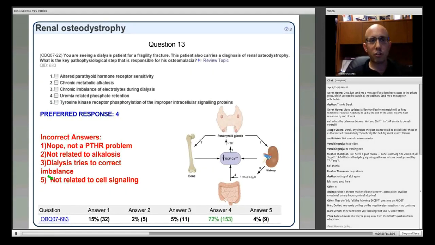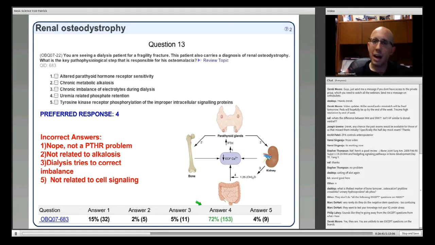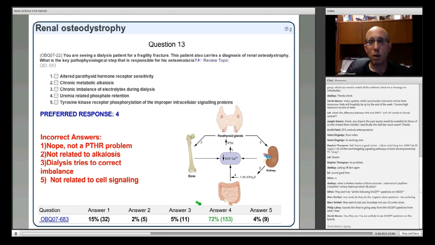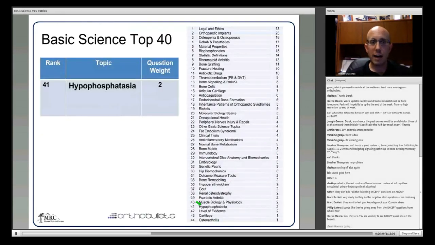Back to the question. 13, dialysis patient, fragility fracture. What's the key step in renal osteodystrophy? Uremia-related phosphate retention. 72% of you guys got that correct. So let's look at answer 1. It's not actually a parathyroid hormone receptor problem. It's a minute difference, but in this case, it's the uremia that's the primary driving factor.